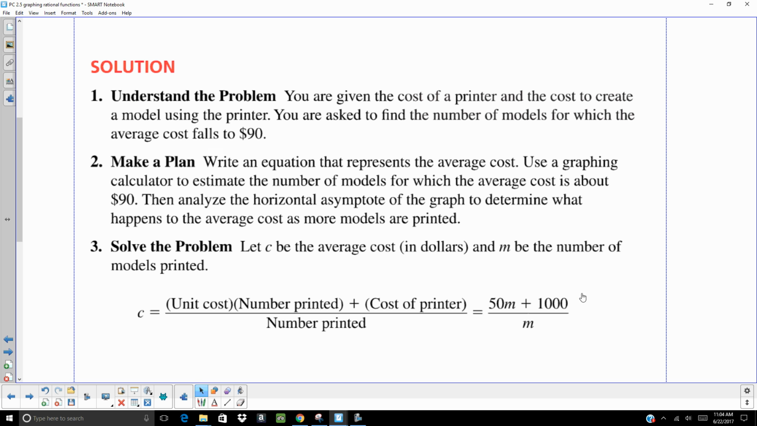So let's go ahead and solve that problem. We're going to let C be the average cost and M be the number of models printed. So the unit cost times the number printed plus the cost of the printer divided by the number printed. That's going to give us our average. It has to equal (50M + 1,000)/M.